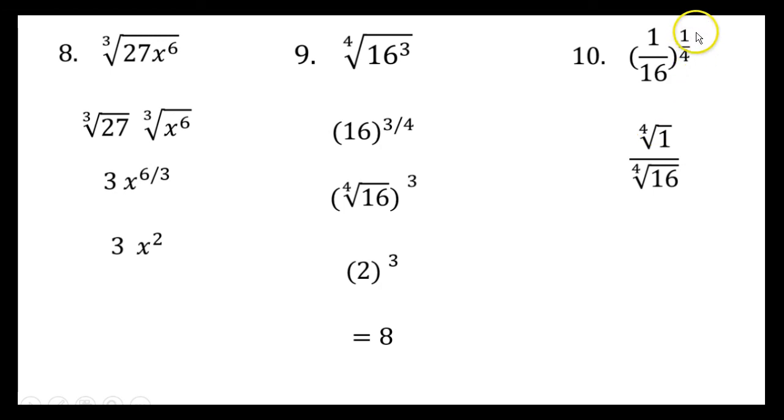So we can write any root as a rational or fraction exponent. And we can go in the opposite direction too. So the fourth root of 1 is just 1, and the fourth root of 16, we just did that one, is 2. So we get 1/2, and that's your answer.